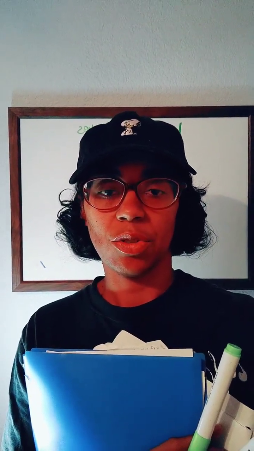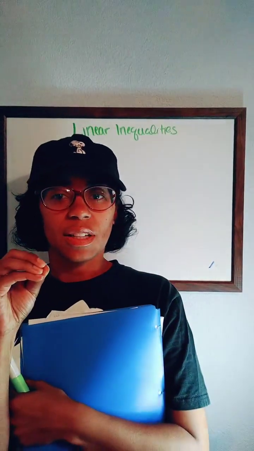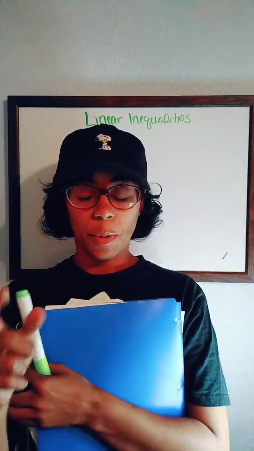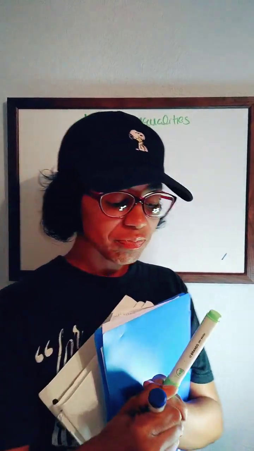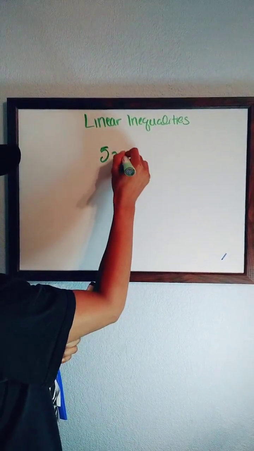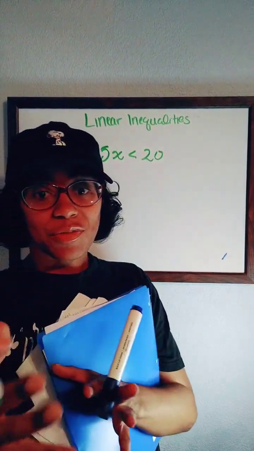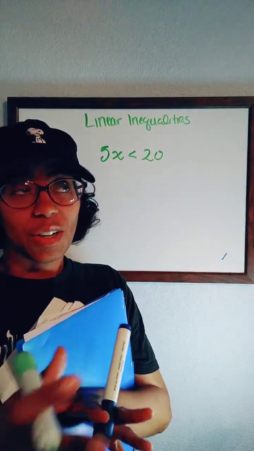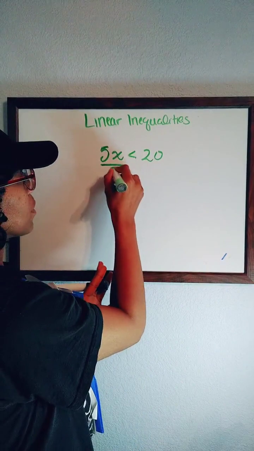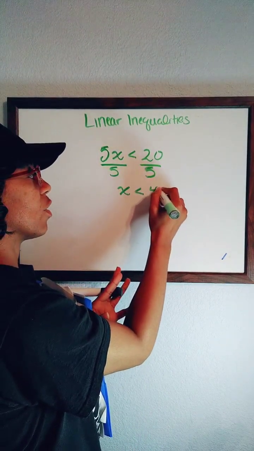So when you first learn about linear inequalities, you start with one variable. For an example, let's say you were given 5x is less than 20, and you have to solve to figure out what x is equal to or less than, right? So if you divide both sides by 5, you have x is less than 4.